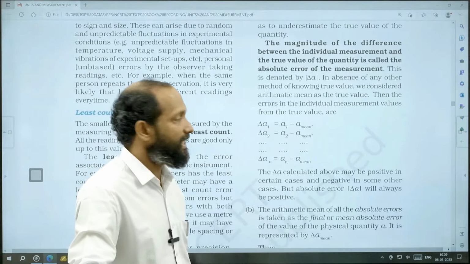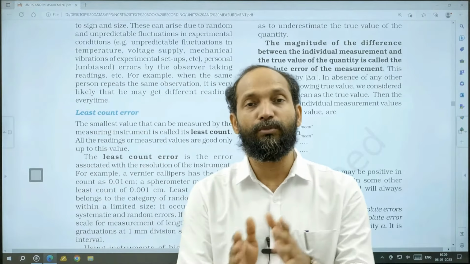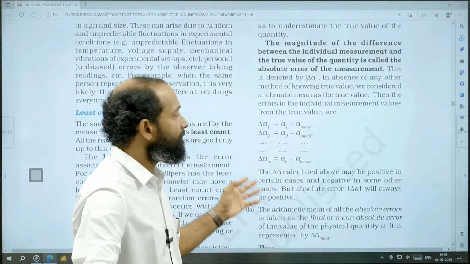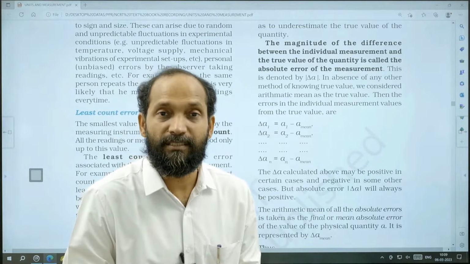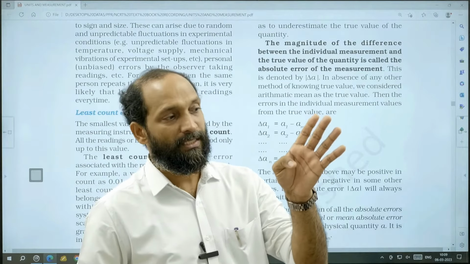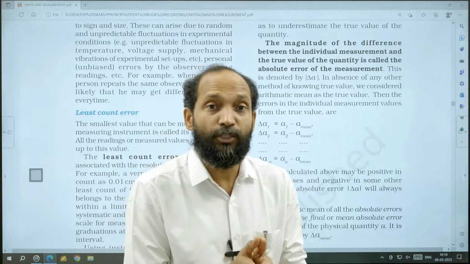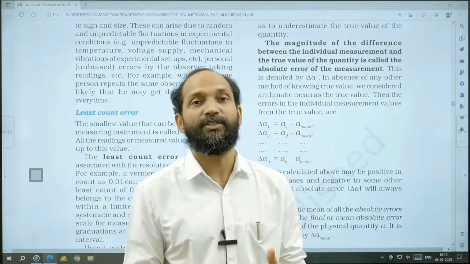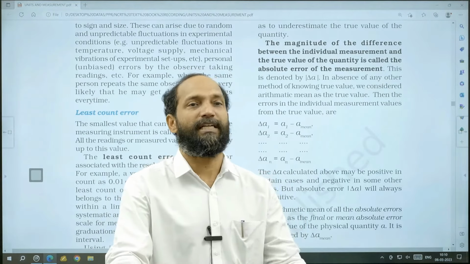But these deviations can be positive or sometimes negative. Suppose we have three measurements, 1, 2 and 3. Mean is 2. What is the first deviation? 1 minus 2, minus 1. Second deviation, 2 minus 2, 0. Third deviation, 3 minus 2, 1. So deviations were minus 1, 0, then plus 1. So the deviation of any observed value from the mean value may be positive, may be negative, sometimes 0.